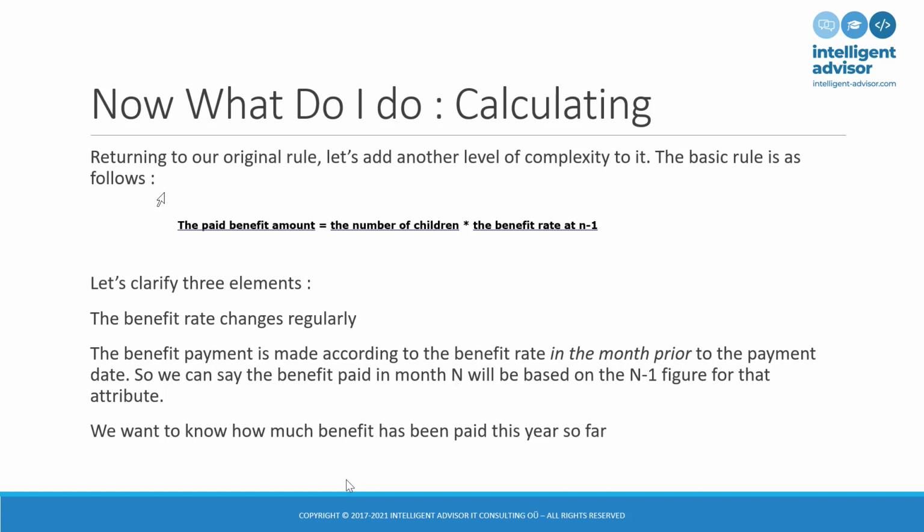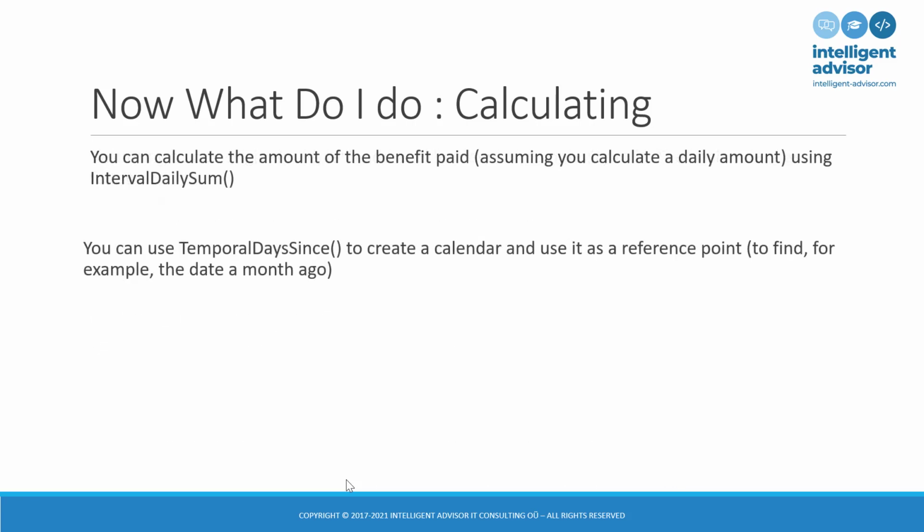And we also want to know how much benefit has been paid so far this year or in a particular period of time. That's another common one. I want to read the chronology and count up how much money, how much benefit, how much bank balance is being consumed. So what a surprise. There's a function for calculating the amount of benefit paid called interval daily sum.